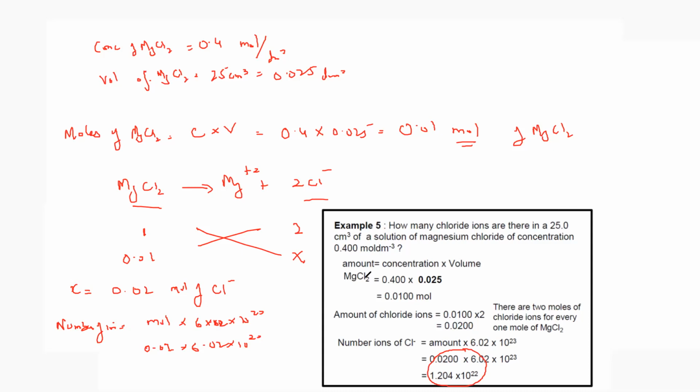So first what we did: because we had the amount of magnesium chloride, using the volume and concentration of magnesium chloride, we got the moles of magnesium chloride. And then we used a ratio to know the moles of chloride ion in magnesium chloride, as the ratio is 1:2. After getting the moles of the chloride ion, we multiply by Avogadro's number to get the total number of chloride ions in the solution. Is this example clear to everyone? Yes, Saleh Abdullah.